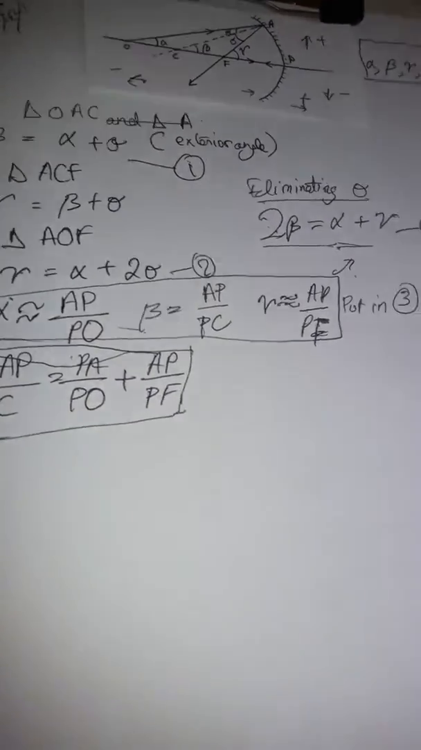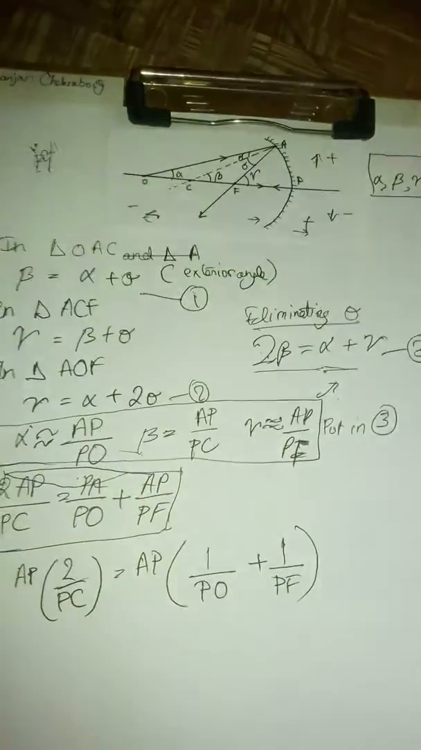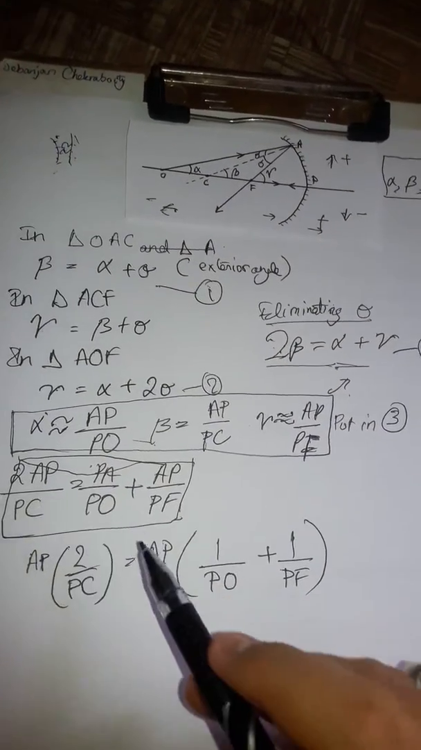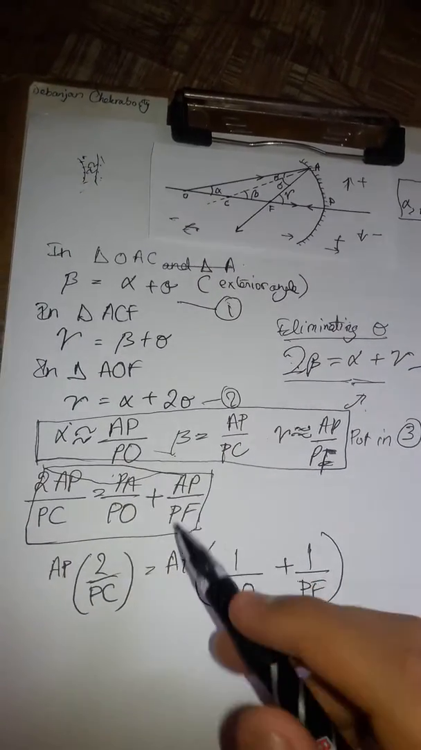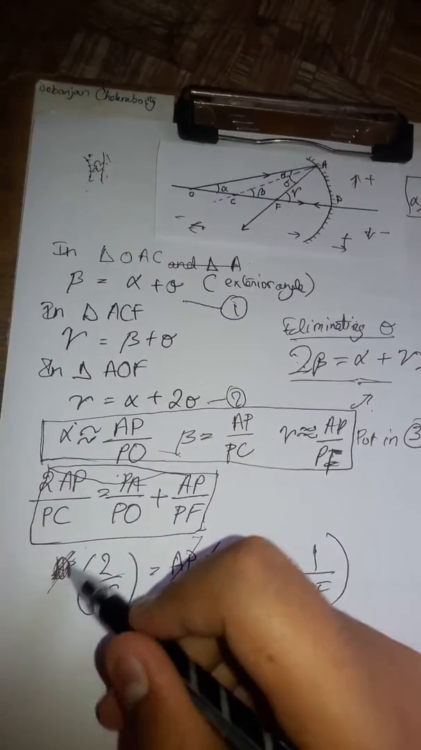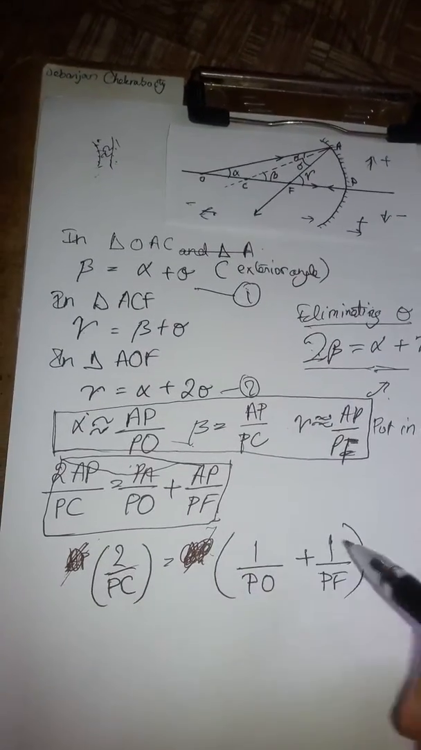And then we can easily say, according to this, so now we can say that AP we can take common out of this, and AP we can take common out of this. We can cut off, eliminate these. Now this is what we have got.